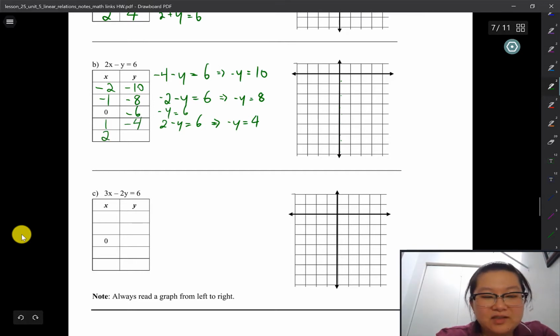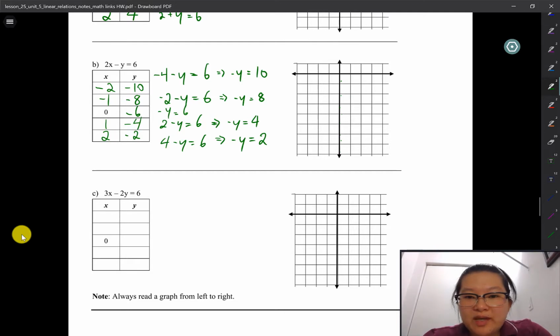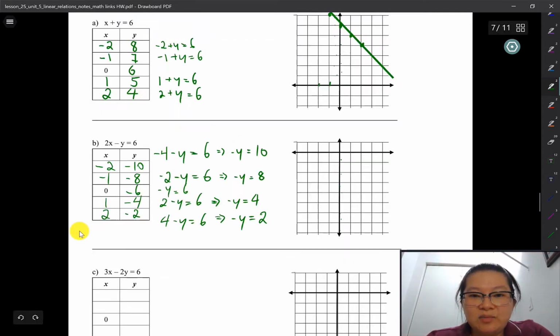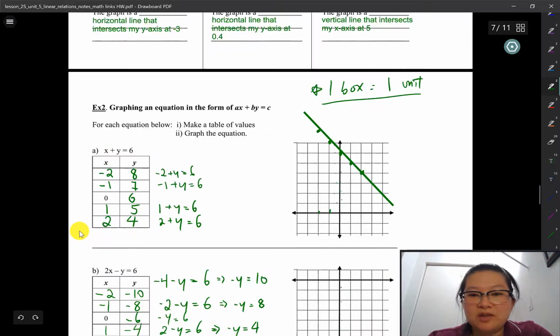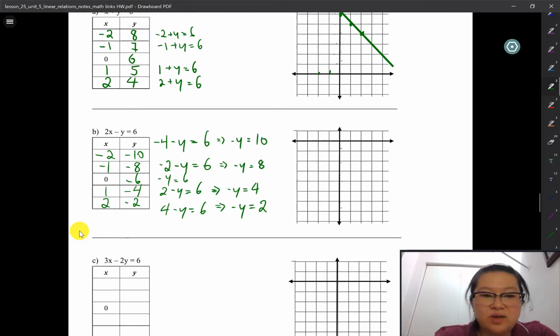What happens if x is 2? 2 times 2 equals to 4, minus y equals 6. Rearranging, I get negative y is equal to 6 minus 4, giving us 2. Therefore, y is equal to negative 2. Okay, so assuming every box is 1 unit, just like I labeled at the top of this page here, 1 box is 1 unit. Let's plot this one out.